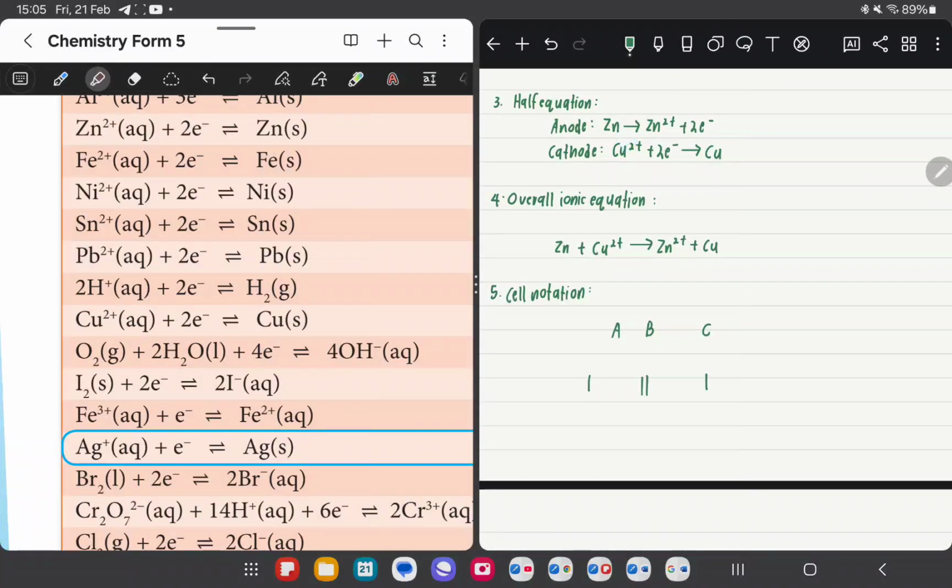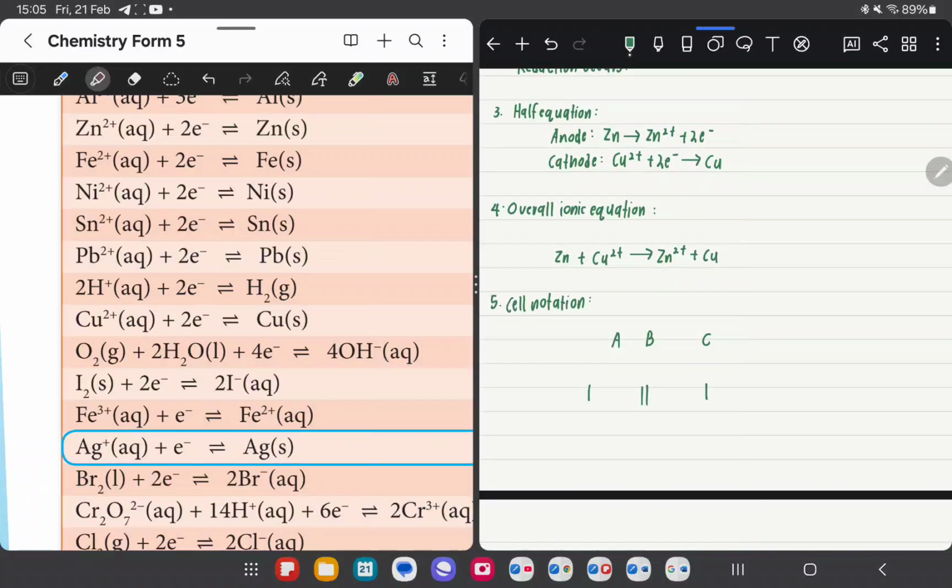Your half equation starts with Zn, right? So your first thing here is Zn. Then this bullet is Zn2+. So should you write the two electrons? No. In cell notation, electrons we won't write. And then bridge, then cathode. For the cathode, see the formula: start with Cu2+ and finish with Cu. So this is your cell notation.